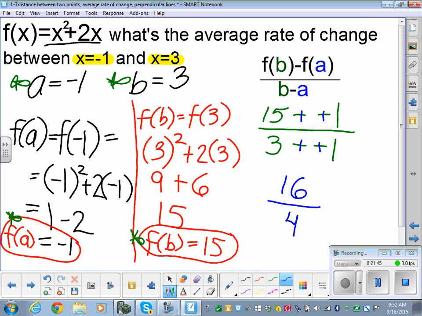Now we're looking at this. Any questions to that? What's 16 divided by 4? Our average rate of change is 4. One more, then I'm going to let you work, because they're not going to always come out to be pretty. In fact, in secondary 3, they're not going to come out to be pretty most often. Okay, here we go. One more.